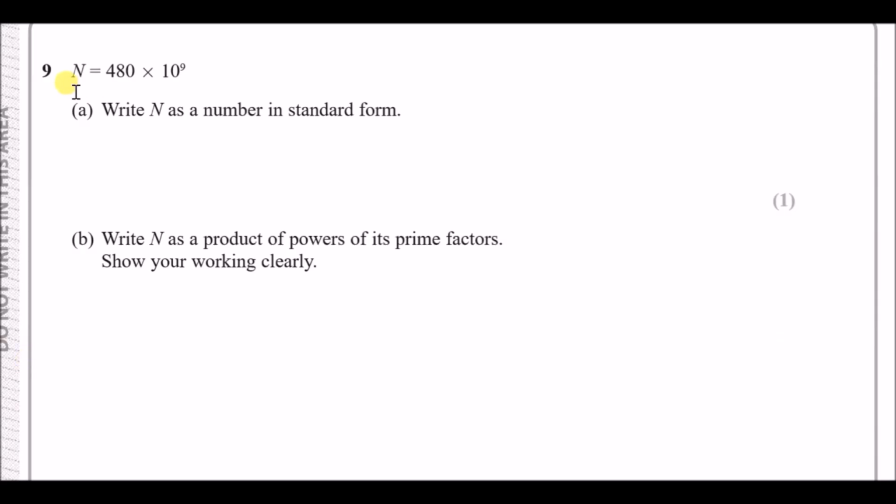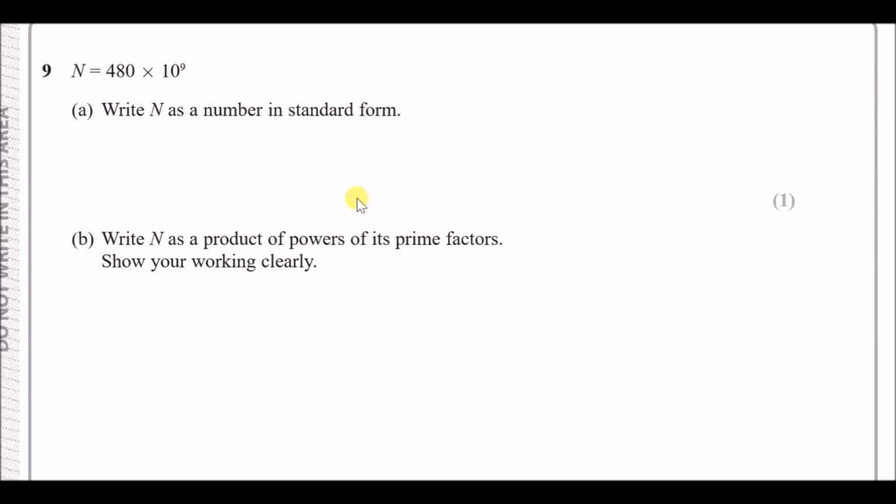So it tells us that we got n equals 480 times 10 to the power of 9. Now they want us to write this figure here as a number in standard form. Now this does kind of look like standard form in a way. The only problem is that it does not allow us to have 3 whole digit numbers. We can only have 1 whole digit number with decimals, which is fine. So we have to somehow convert 480 into standard form.